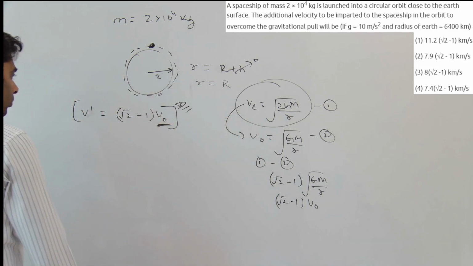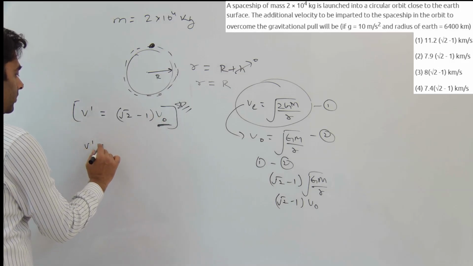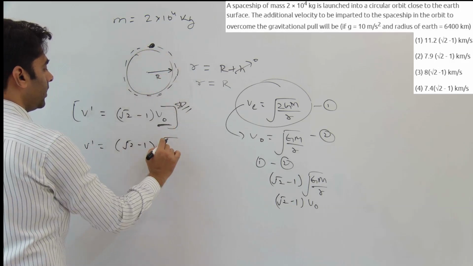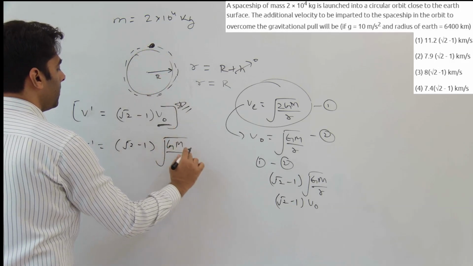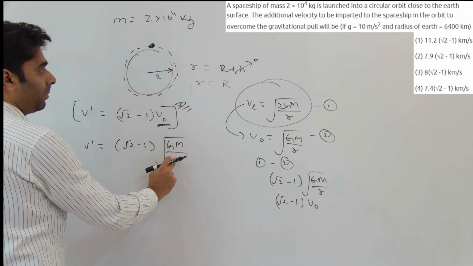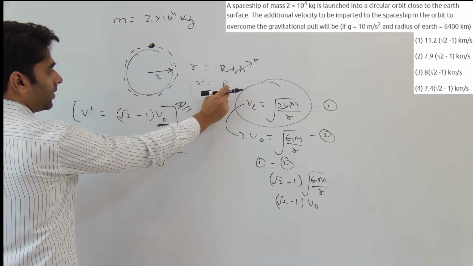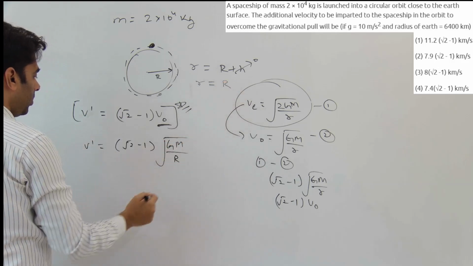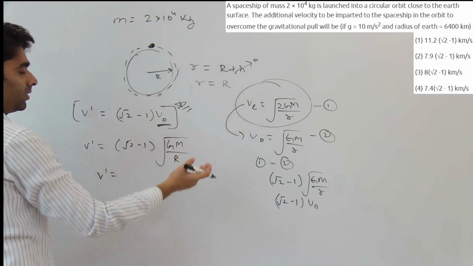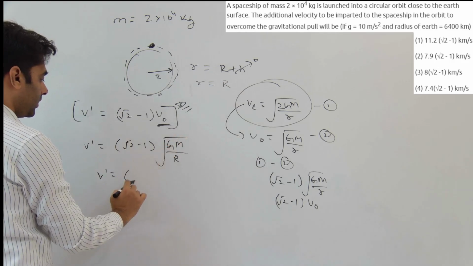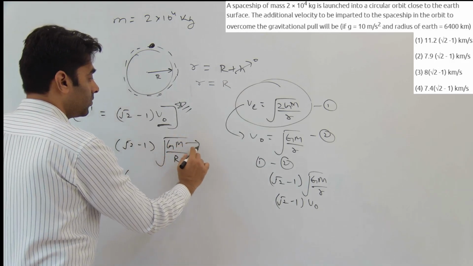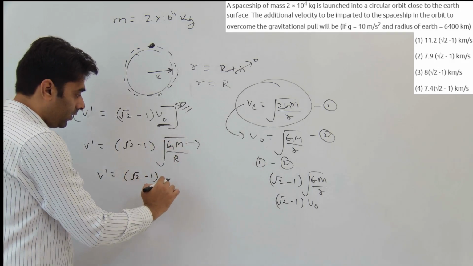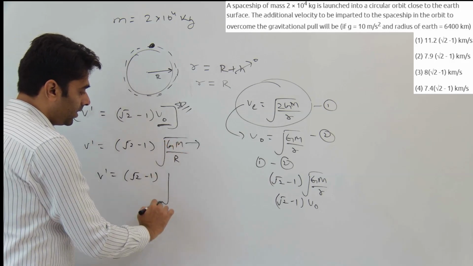Now over here we have got root 2 minus 1 into v naught. Orbital speed over here is root GM by r, which r over here? Orbital radius, and orbital radius is given to us as capital R, because it is very near to the surface of Earth. Now over here we can't put 6.67 into 10 power minus 11 and all that. This is the mass of Earth, not the mass of the satellite. So root 2 minus 1 into, we'll simplify this, GM can be written as what?